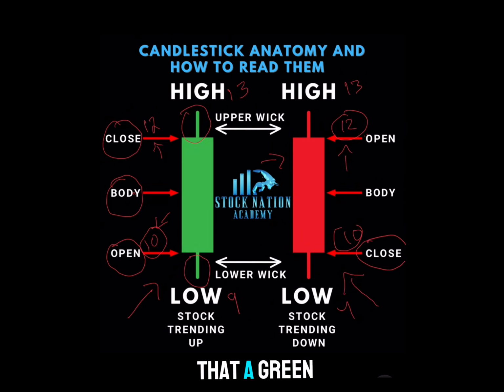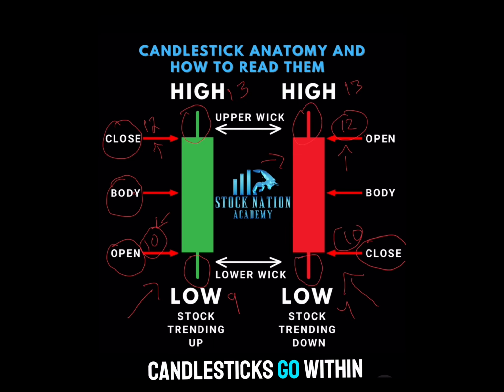Keep in mind that a green candlestick closes higher than the opening price, and a red candlestick closes lower than the opening price, which gives it that red color, where the green one, because of the closing price being higher than the opening price, results in a green candlestick. And the wicks define what price range, how high and how low the candlesticks go within, let's say, a 5-minute or a 1-minute period, depending on what chart frame you're looking at.